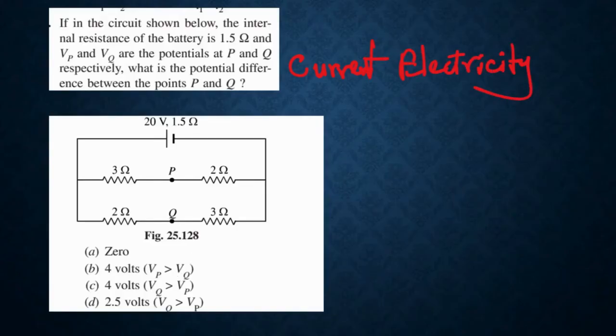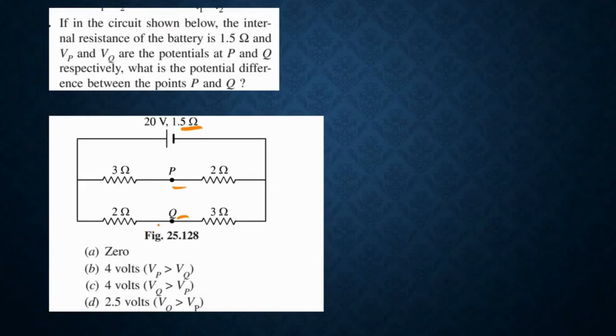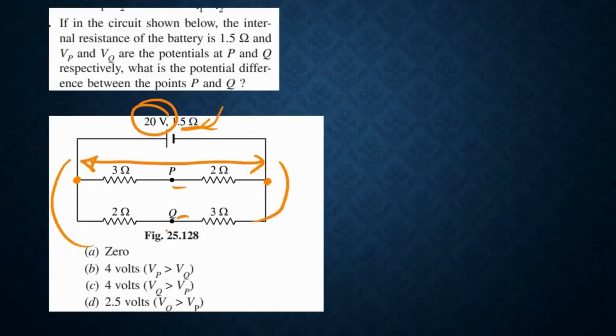In the circuit shown below, the internal resistance of the battery is 1.5 and Vp and Vq are the potentials at points P and Q. What is the potential difference between P and Q? Right. To find this I'm going to apply the ratio method. But before applying the ratio method I need the potential difference across the 3 and 2 here, because the 20 volt will give potential to this part and this 1.5 ohms as well.